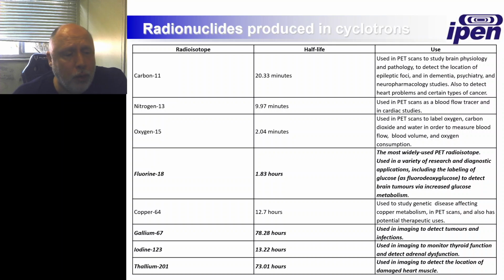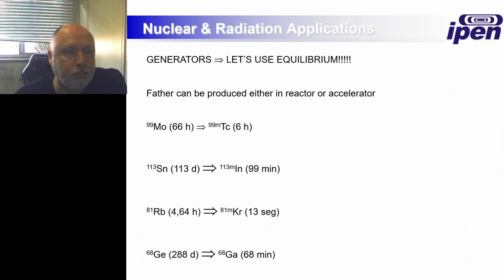Okay, so we can produce a lot of things that can be used for a lot of things too. Essentially, all of these are just for diagnostic purposes, not for treatment purposes. And one thing we use a lot are generators, which means, okay, let's use equilibrium to our favor. You produce the father, either in a reactor or in an accelerator, and then you just let it decay and keep on producing the shorter-lived daughter for a long time.